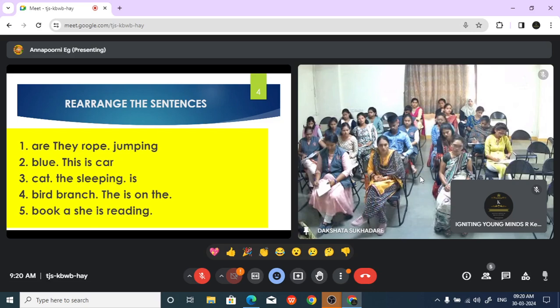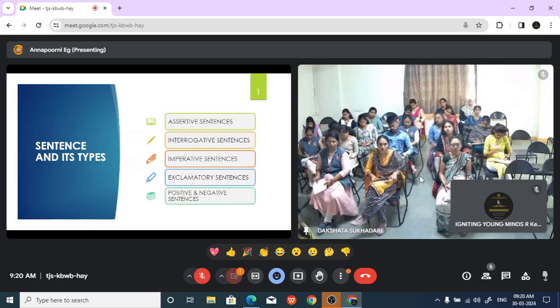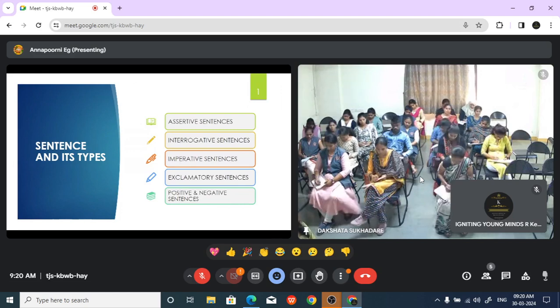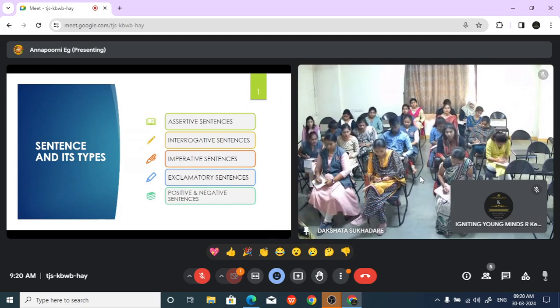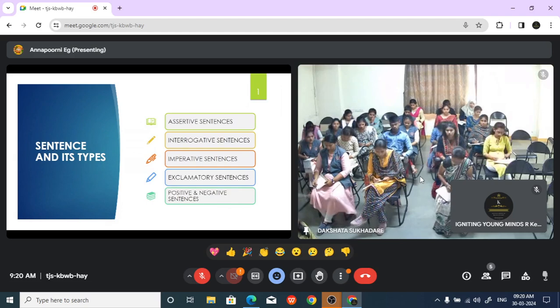Now, moving to the types of sentences. This is the main topic of the day: sentence and its types. Basically, there are five types of sentences. You can note down the names. The first type is called assertive sentences. They are also called declarative. Declarative and assertive are both the same, so you can just write assertive slash declarative, because they declare a fact. You will learn why they are called declarative.